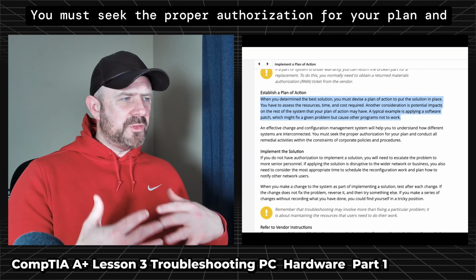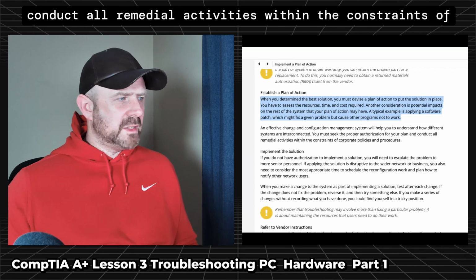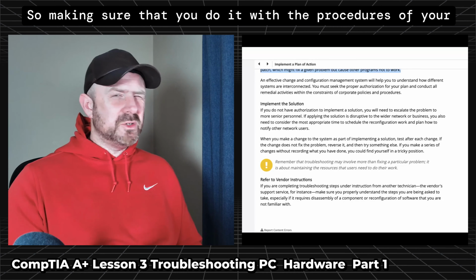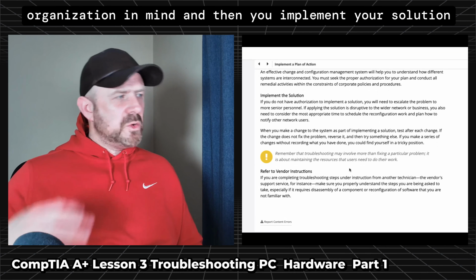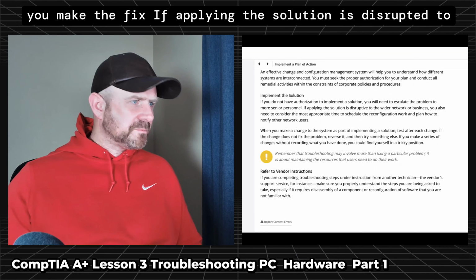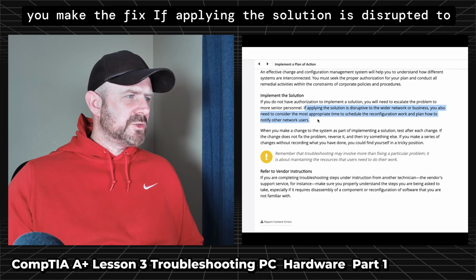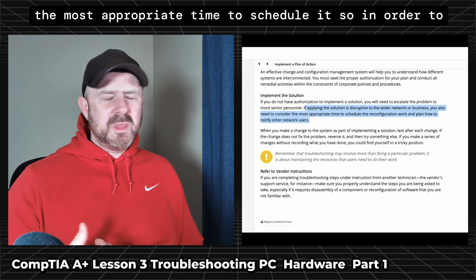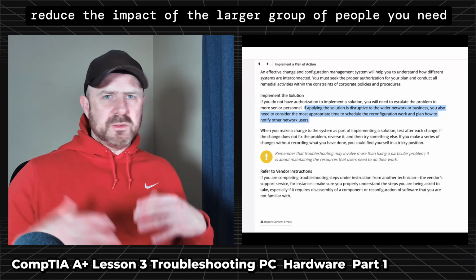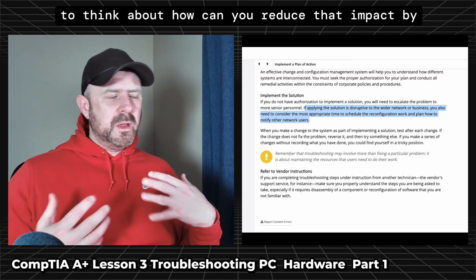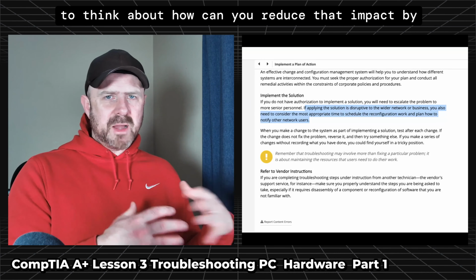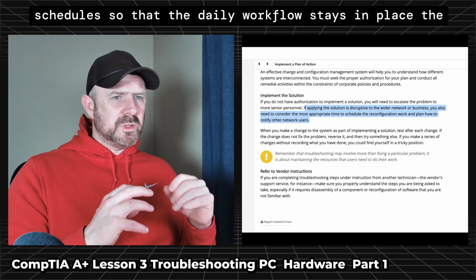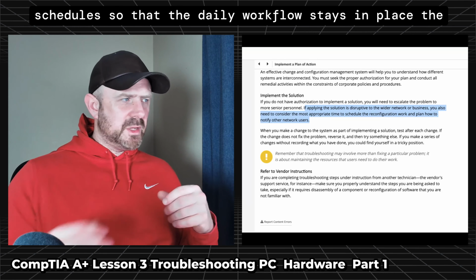You must seek the proper authorization for your plan and conduct all remedial activities within the constraints of corporate policies and procedures. So making sure that you do it with the procedures of your organization in mind. And then you implement your solution. You make the fix. If applying the solution is disruptive to a wider network or business, you also need to consider the most appropriate times of scheduling. So in order to reduce the impact to the larger group of people, you need to think about how you can reduce that impact by scheduling it at a certain time, working around people's schedules so that the daily workflow stays in place the best it can.